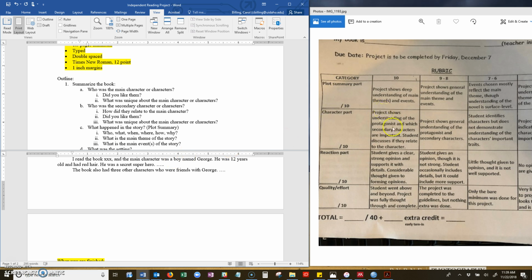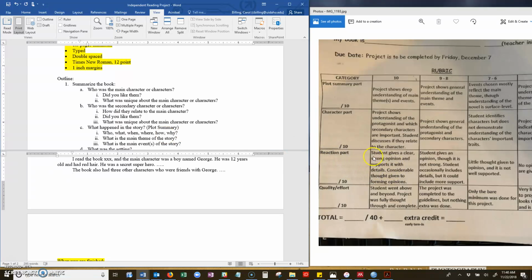And so that's going to meet this part here. Understanding of the protagonist, which in my case is a guy named George. Secondary characters, why they're important. And so those questions are all in this outline. So whenever I'm given an assignment, I look at the rubric, I look at what I need to cover to get an A, and I build those into my questions.